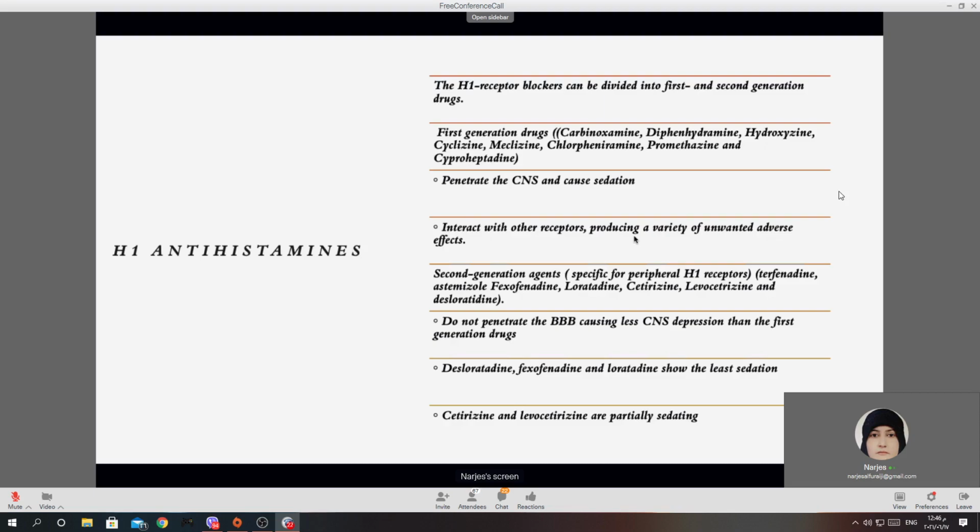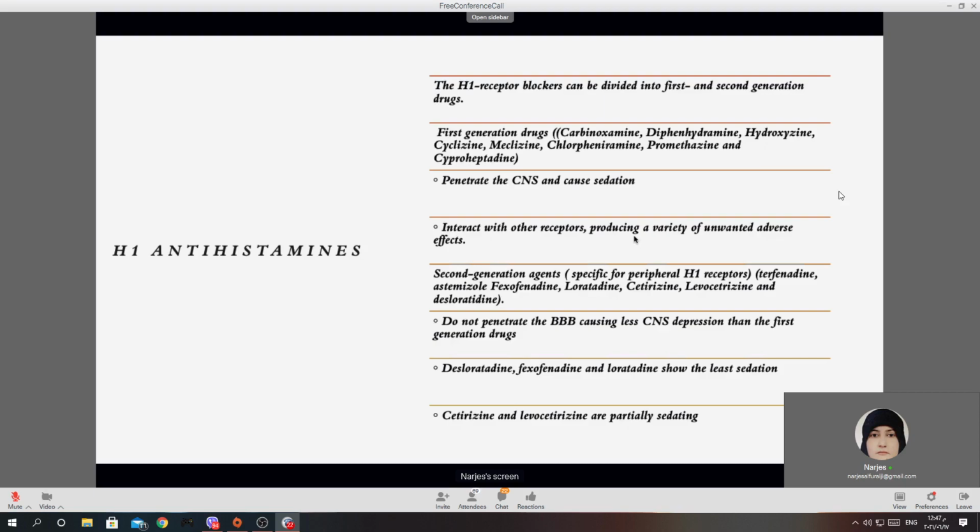H1 antagonists or H1 blockers are classified into two main groups. We have first generation drugs and second generation drugs. This is a general classification. From the first generation drugs, we have several drugs like carbinoxamine, diphenhydramine, hydroxyzine, cyclizine, and other drugs.